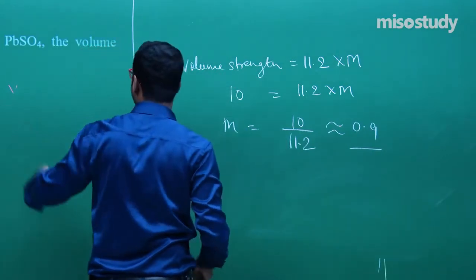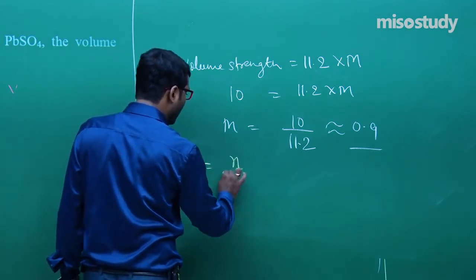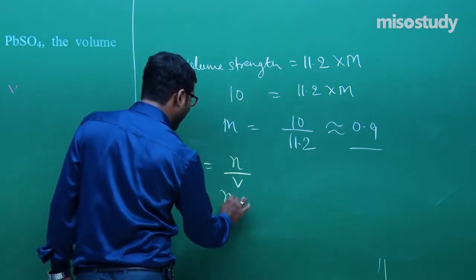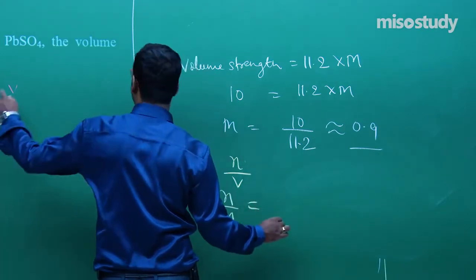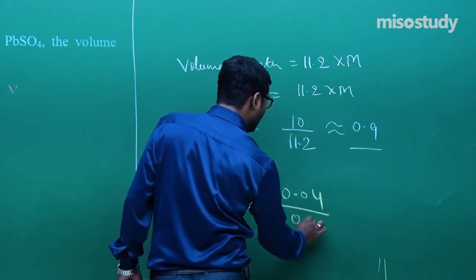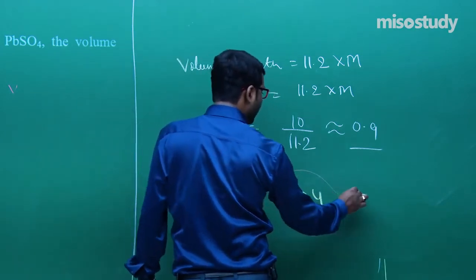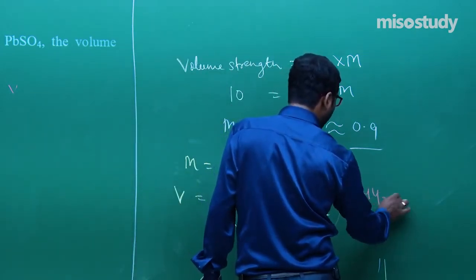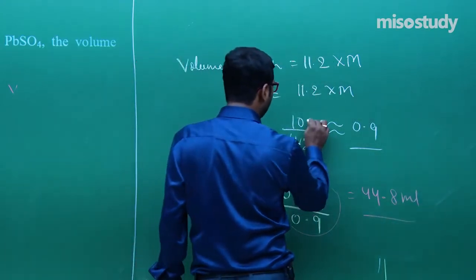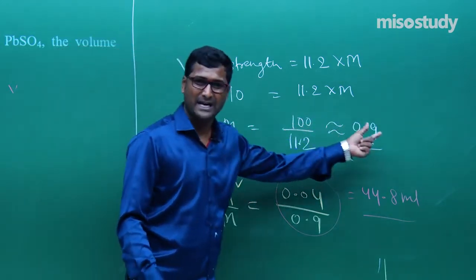Now what we need to find is the volume. As we know, molarity is equal to number of moles upon volume, that is, volume is equal to N upon M. What is the number of moles? As I told, 0.04 upon molarity, around 0.9. If you solve this expression, then definitely you will get a value around 44.8. So the calculation part is here. Put here 100 upon 112.